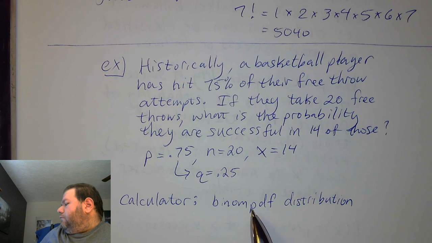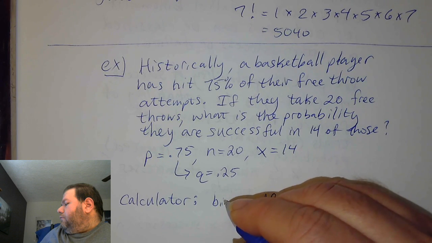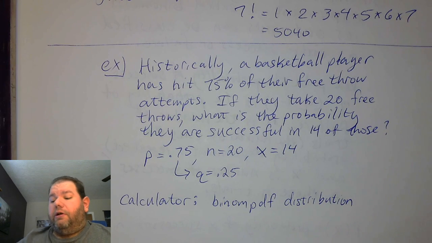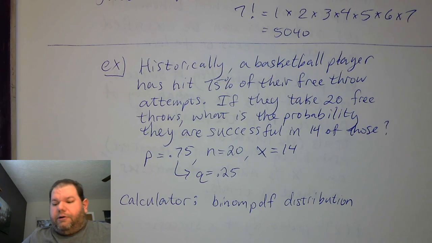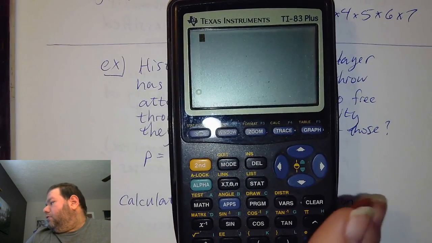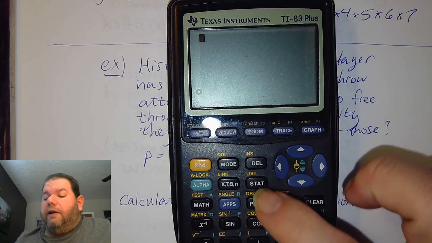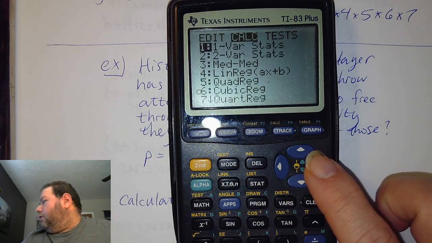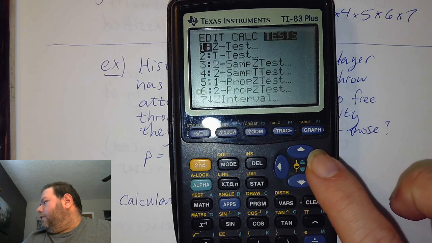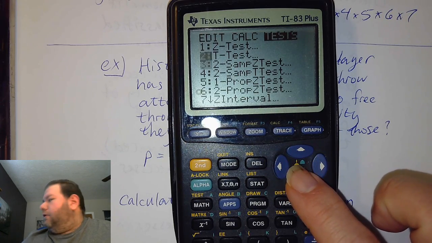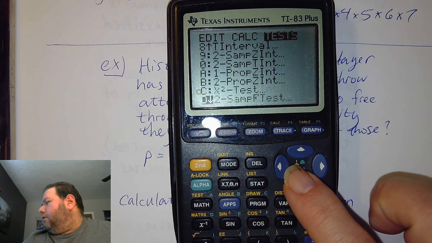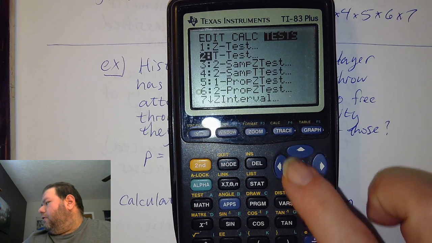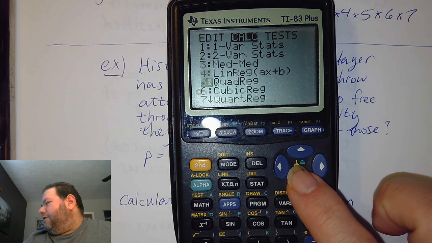PDF means probability density function, but basically this will be our binomial probability we can use it for. On the 83s, and I think the 84s are similar, we would press stat, go over to tests, not tests, calculations.